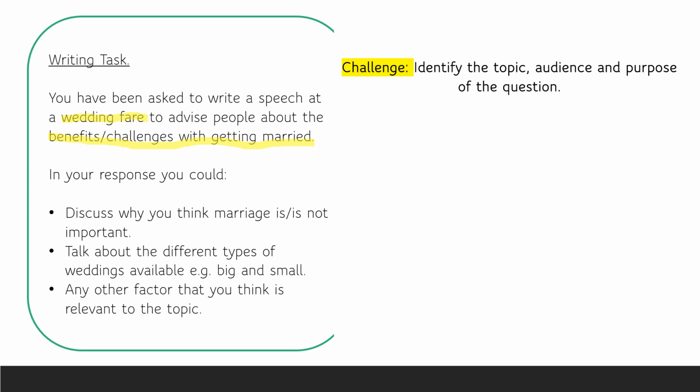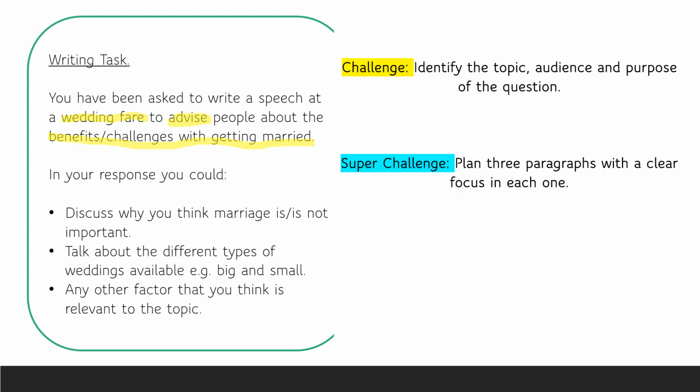And the last one would be the purpose. So why are we writing? The main purpose here is to advise. So we're telling them what we think. You need to decide, do you think marriage is important? Do you think it's best to have a big wedding or a small wedding? And is there anything else you can work into the question there? Try and think about actually voicing your own point of view. We're not going to be overly aggressive with it. You're just there to give some advice. So a nice gentle tone is needed to respond to this question.